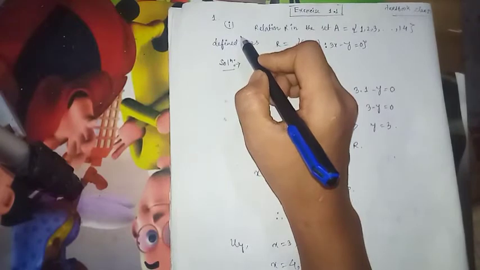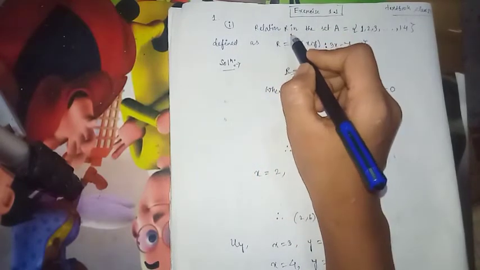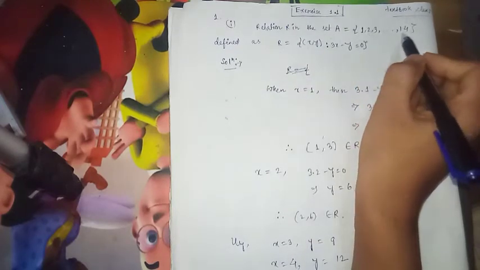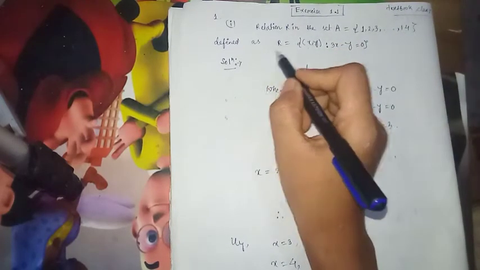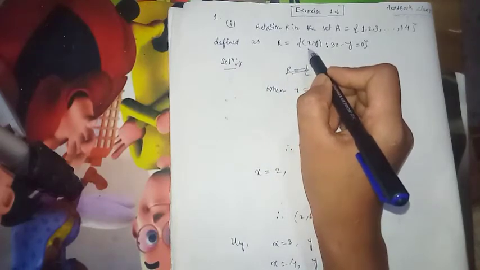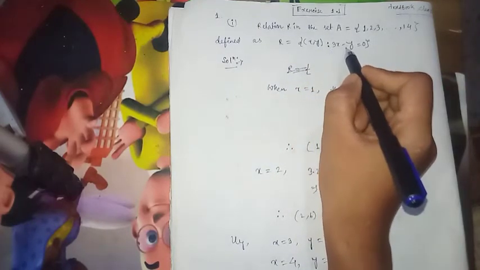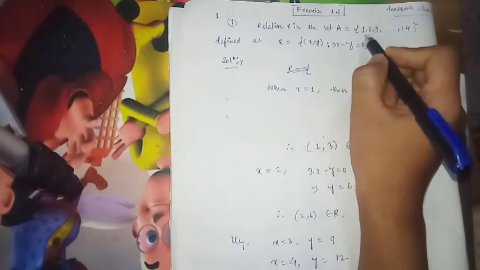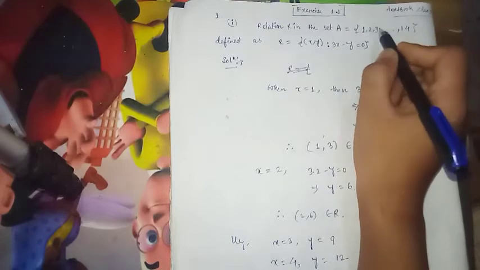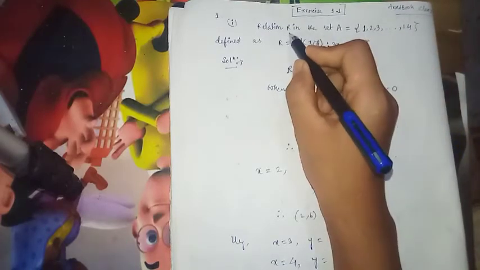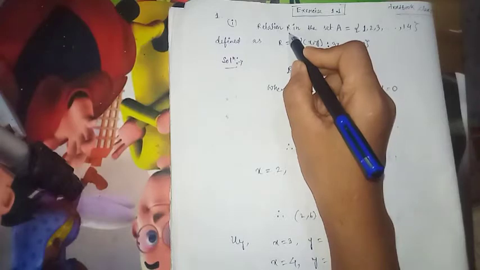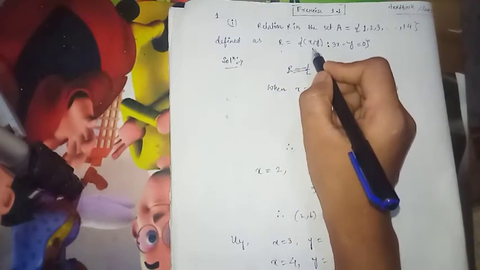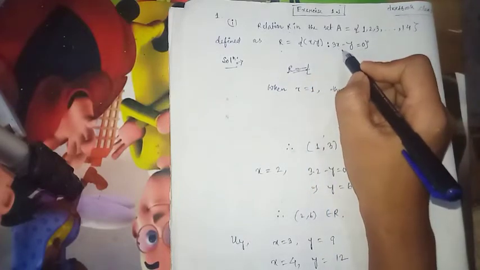In the very first question, we have relation R in the set A containing numbers 1, 2, 3 up to 14, defined as R equal to the ordered pair (x, y) where 3x minus y equals 0. A set A is given, with elements 1, 2, 3 up to 14, and R is a relation defined on this set, where R contains the elements of the form ordered pair (x, y) such that 3x minus y equals 0.